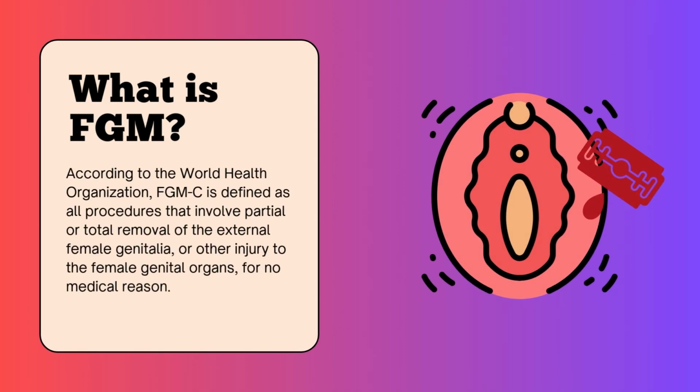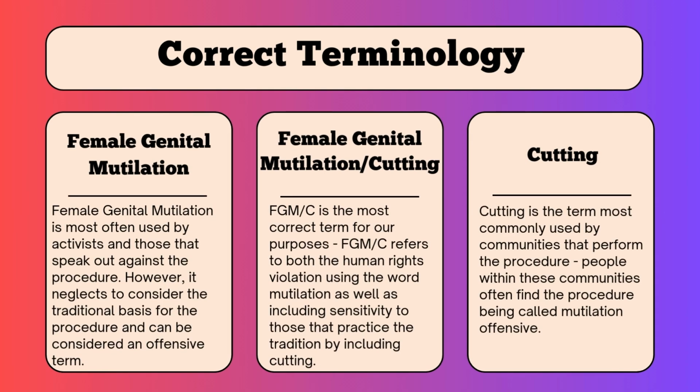According to the World Health Organization, FGMC is defined as all procedures that involve partial or total removal of the external female genitalia, or other injury to the female genital organs, for no medical reason. Before we continue, it is important to discuss the differences in terminology you may hear.